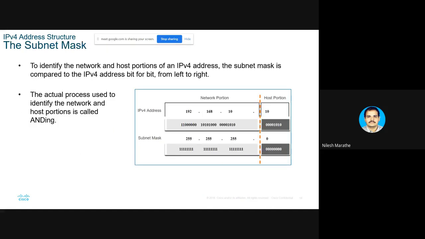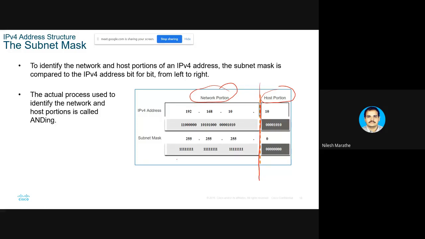Next is the subnet mask. What is the use of the subnet mask? It divides the IP address into 2 portions, the network portion and the host portion. Is it clear? So what do you mean by dividing the IP address into 2 portions?